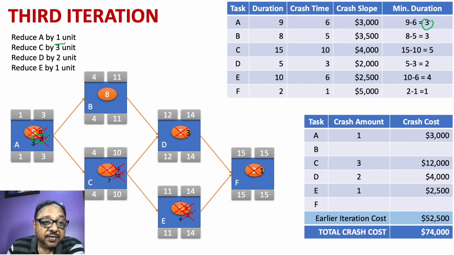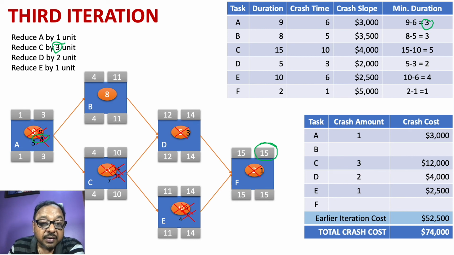I reduce the activity C by 3 units. This possibility is still there because right now it's at 10 units and I can reduce it further by 3 units because there is still enough space here. And then I can reduce the time of activity D also now, because D is in the critical path, and also we reduce the time of activity E. After having done that, we get the following network where we are able to finish the project in 15 weeks. However, see that we are also incurring a cost of $74,000.